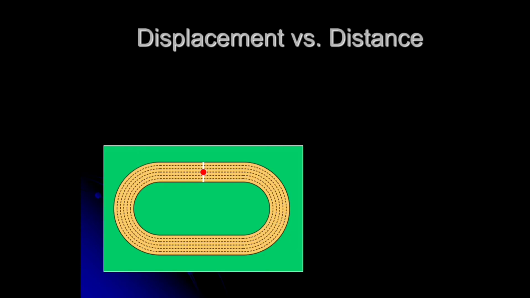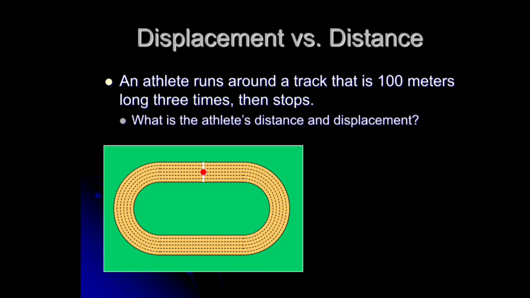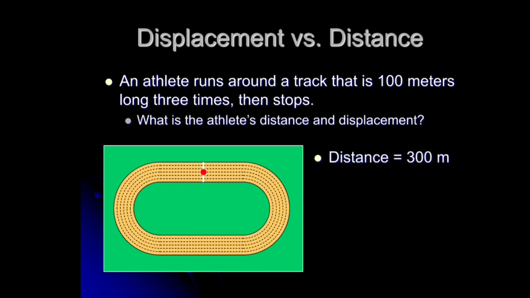Now let us see once again the comparison between displacement and distance. Here an athlete runs around a track that is 100 meters long 3 times, then stops. Then what is the athlete's distance and displacement? That we have to find out. Here you can see the athlete is running on the track 3 times. Now how much distance? 300 meters, because he ran 3 times.